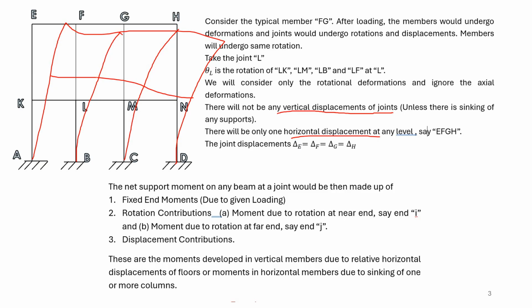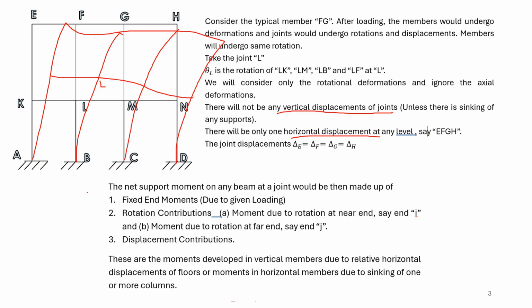And if you take the rotation, if this is the L member, you can calculate that the rotation at L will be from LM, LG, LK and LB. So here, theta L is the rotation of LK, LM, LB and LF at the joint L.